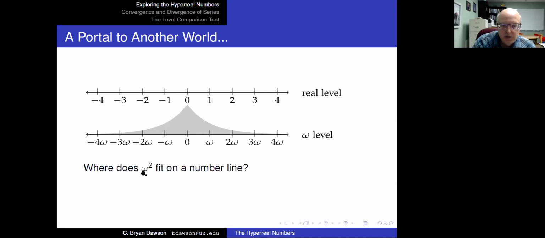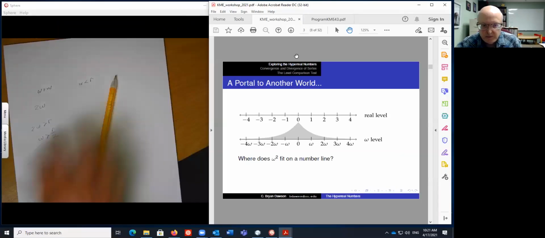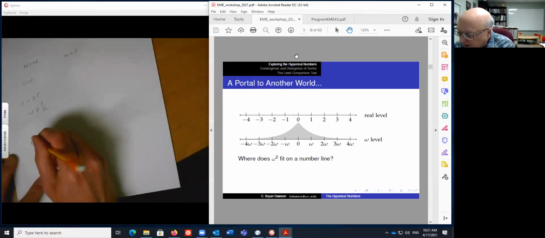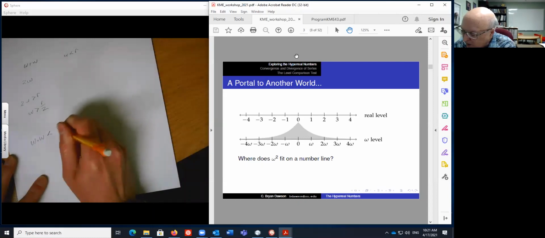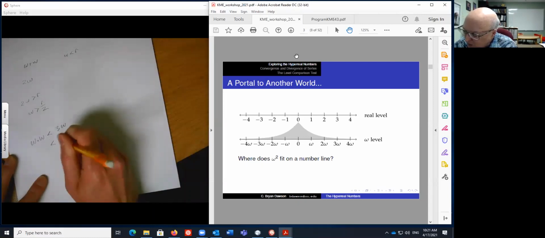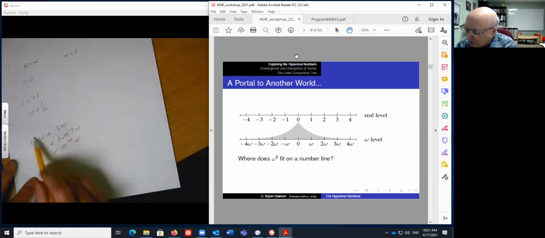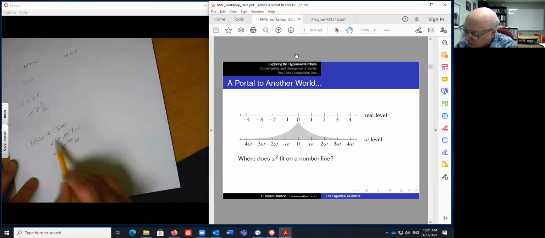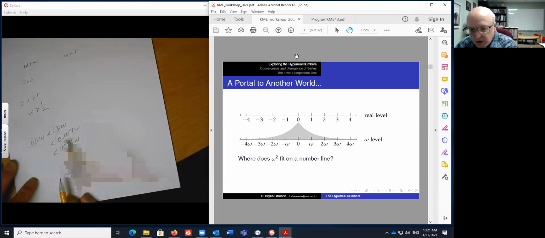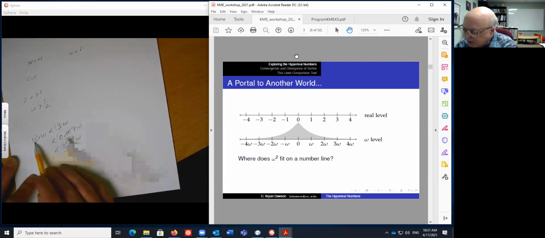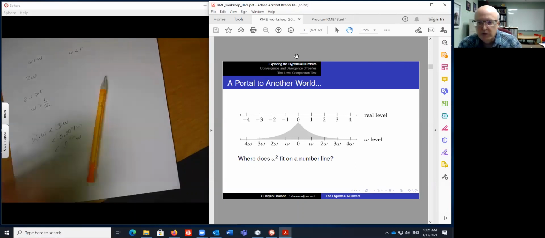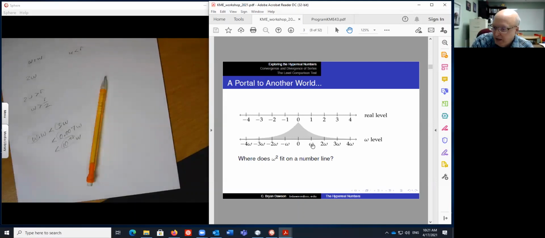So here the principle is that omega squared would be omega times omega, right? So your omega times omega would be less than 3 omega. It would be less than 0.007 omega. It would be less than 10 to the minus 48th omega, because omega is less than each of these real numbers. So that means that omega squared would be infinitesimal compared to omega.